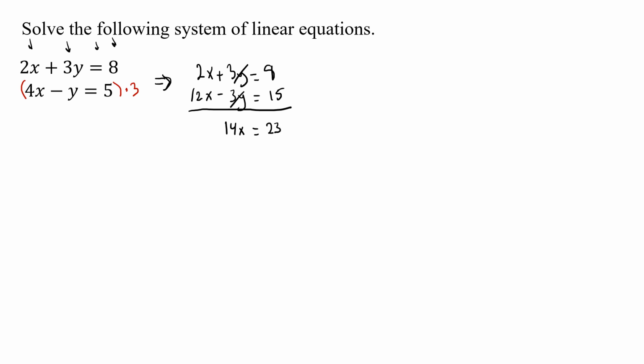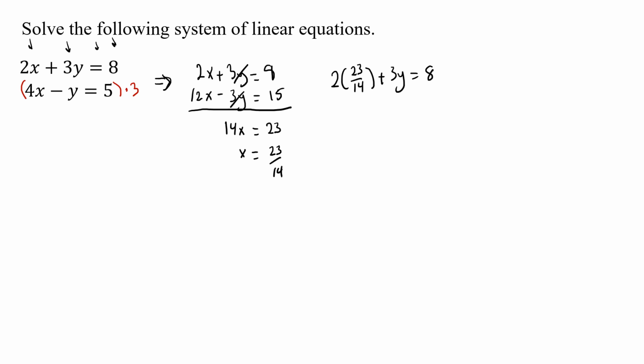And so to solve this, we're going to divide both sides by 14. So x is going to be 23 over 14. That is a repeating decimal, so we're going to leave that alone. Once I find a value for x, I'm going to plug it into one of my original equations. I'll probably plug it into the first one. So I get 2 times x, which is 23 over 14, plus 3y equals 8.